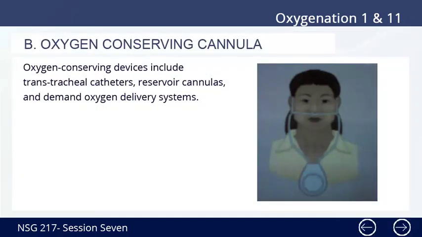B, oxygen conserving cannula. Oxygen conserving devices include transtracheal catheters, reservoir cannula, and demand oxygen delivery system. They are designed to extend the amount of time portable oxygen cylinders will last and correct hypoxemia with a lower flow of oxygen, which is shown in the picture below.